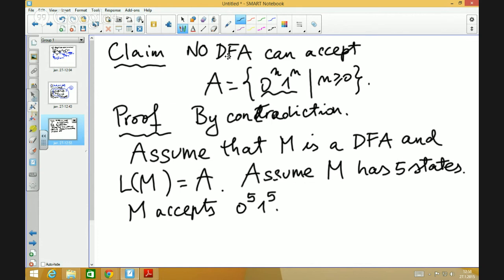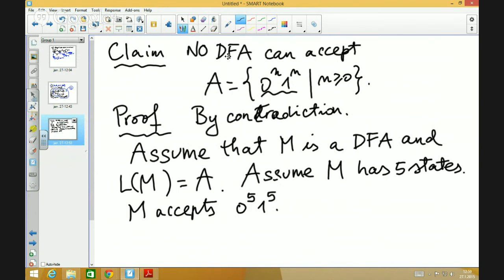Yes, question. But a DFA can accept this specific string, right? 5 zeros and 5 ones. Okay, just a second. The question is, a DFA can accept this specific string. Absolutely. But this DFA does not just accept that string. That's an example of a string it accepts. It accepts every string of this form, n zeros followed by n ones. We have assumed that it accepts every string of this form.